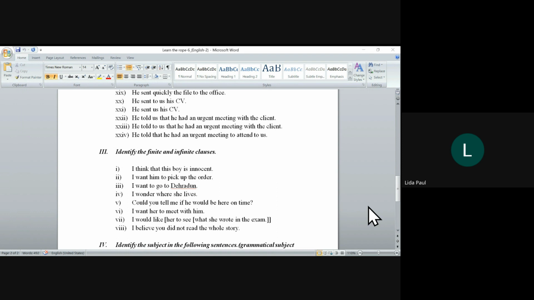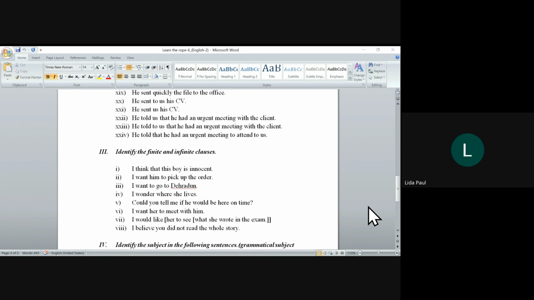Okay. Sixth one, I want her to meet with him. It's an infinitive clause. This is infinitive, right? Because what verb do you have in the subordinate clause? To meet. And this is an infinitive verb. No tense.